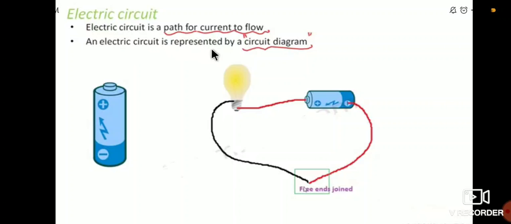An electric circuit is represented by a circuit diagram. It is a general diagram, but a circuit diagram shows the symbols, not an original picture. In the bulb's place they use the bulb symbol, in the cell's place they use the cell symbol, and in the switch's place they use the switch symbol.